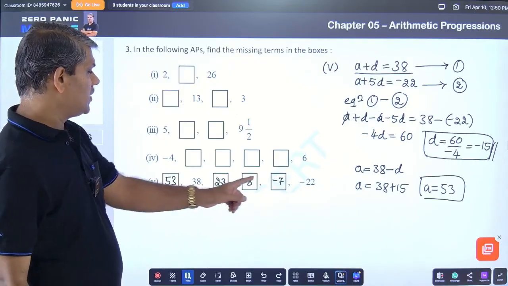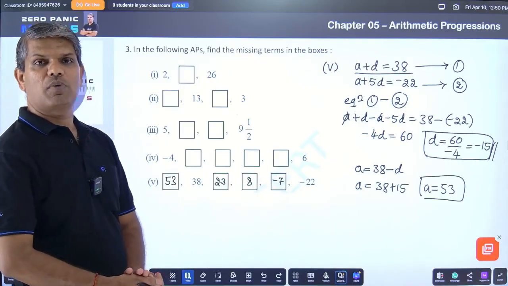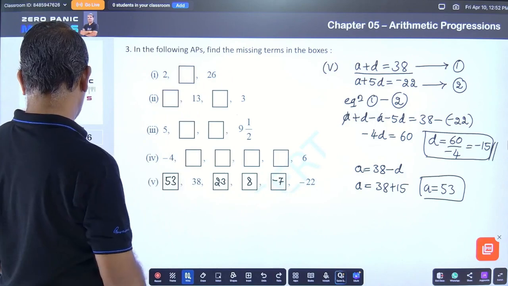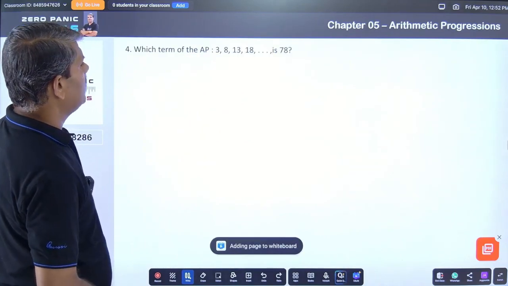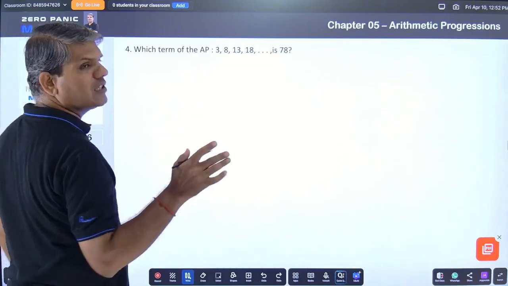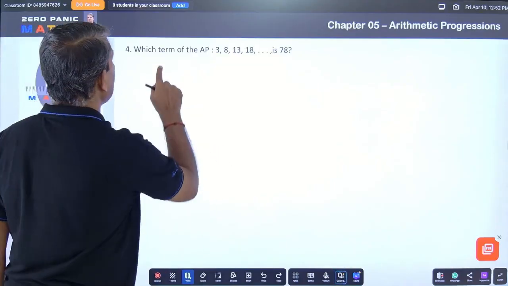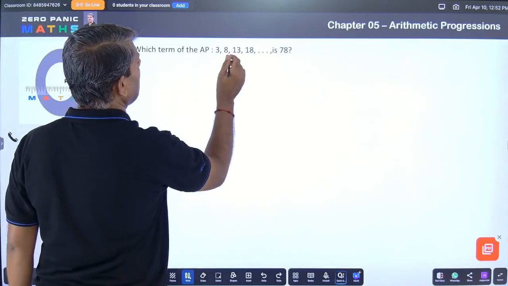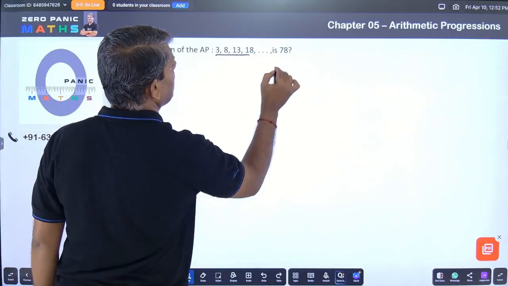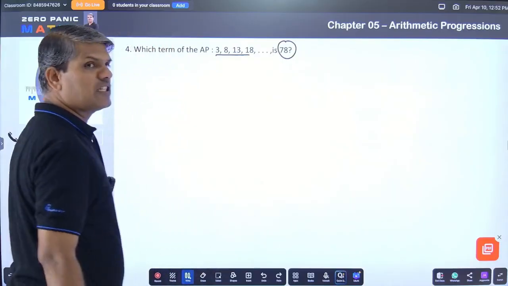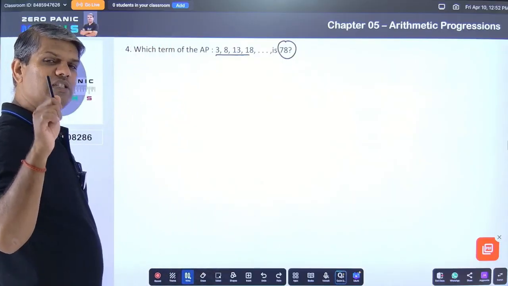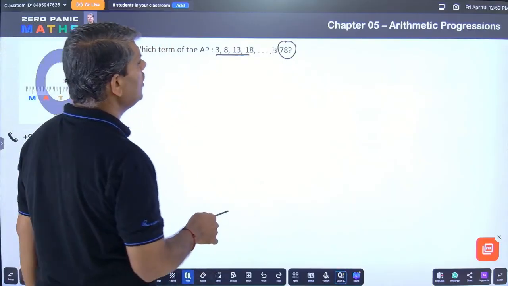Okay, so in this way you are going to resolve this problem. Let us quickly move to the next problem. This is only a single problem given here. Which term of the given AP is 78? They are asking which term. It means the value of n, you need to find out.